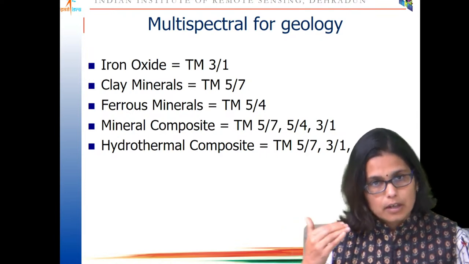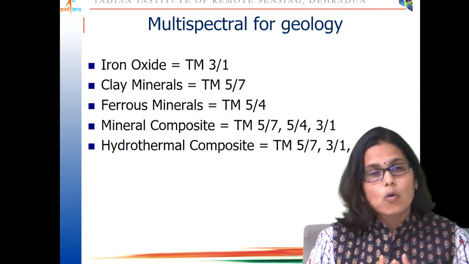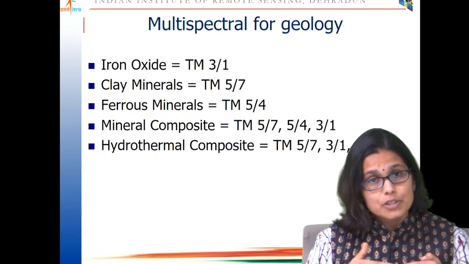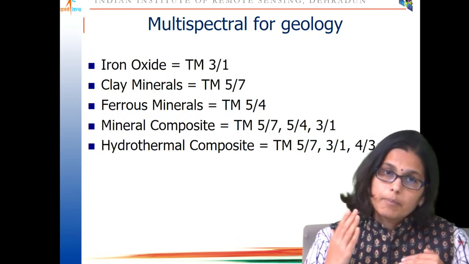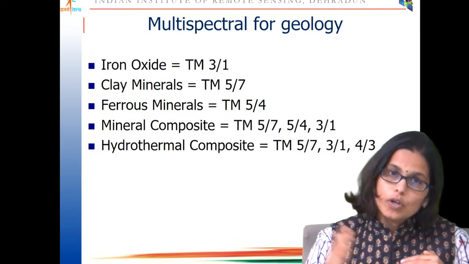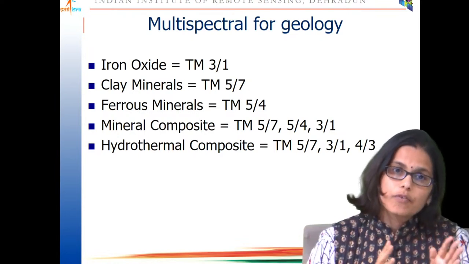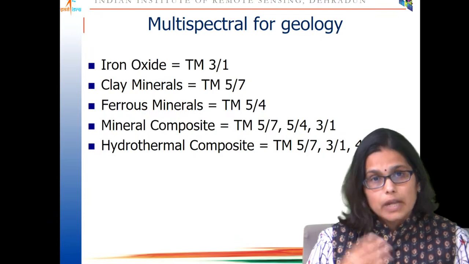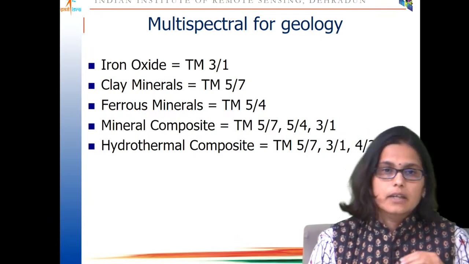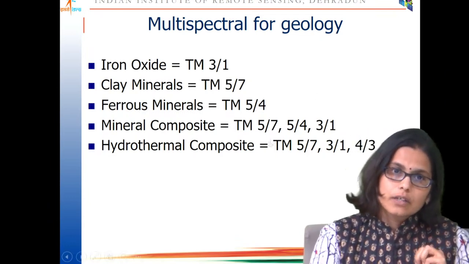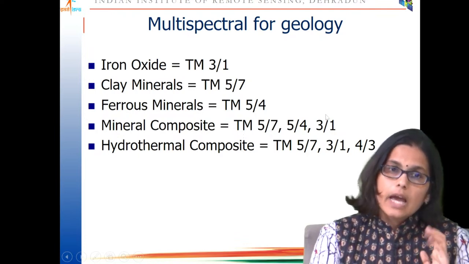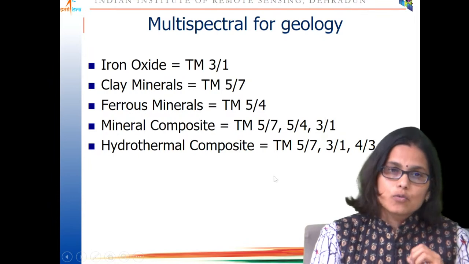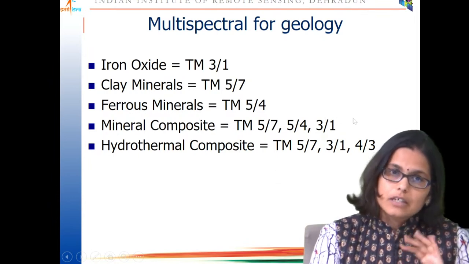Using different compositions we can make a mineral composite. When we talk about an FCC, a false color composite, we give a different color gun to a particular band, for example red color to infrared. So when I am making the mineral composite, I can calculate three ratios, for example 5/7, 5/4 and 3/1, and assign the RGB color guns to these three ratios respectively.